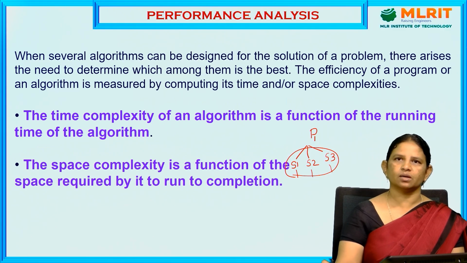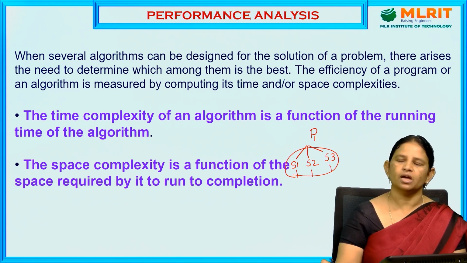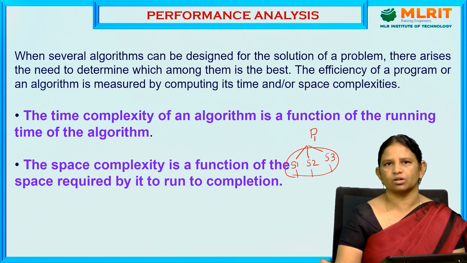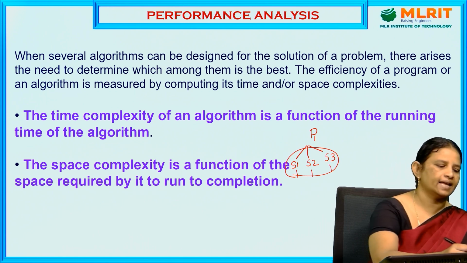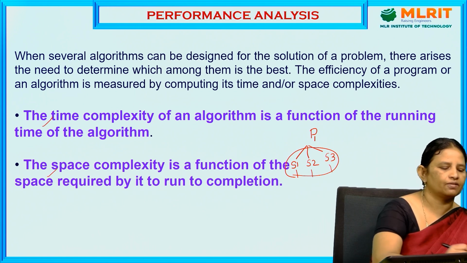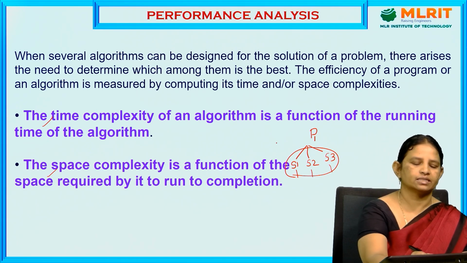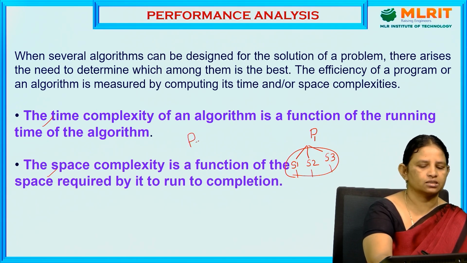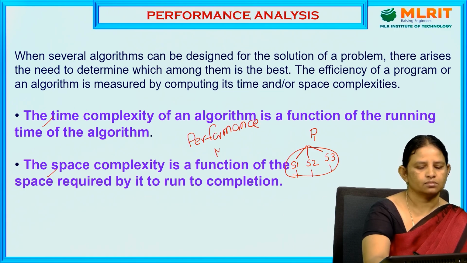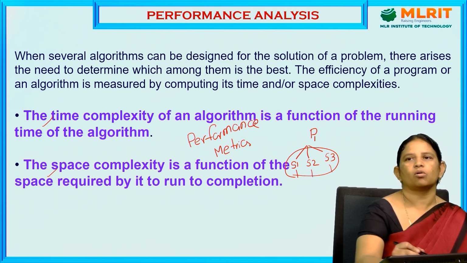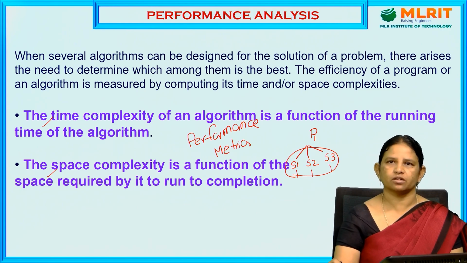How to measure the performance of an algorithm? There are two performance metrics. One is called time complexity, another one is space complexity. These two are called the performance metrics of an algorithm.